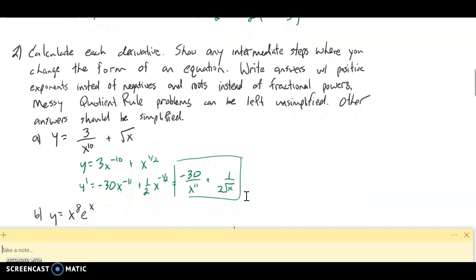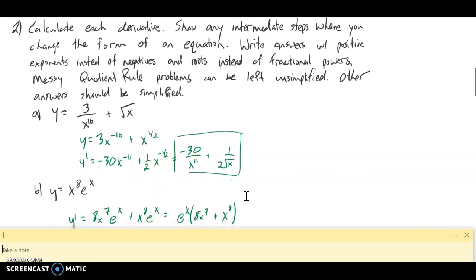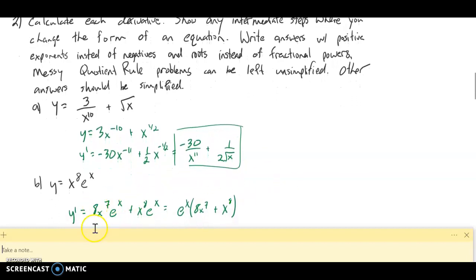Next question. y equals x to the 8th times e to the x. So go ahead, pause, do this one. Should be pretty quick. Here comes the answer. I would honestly take either one of these. They would totally be fine. If you left it like this, I give you full credit. If you factored it, I give you full credit. Later on, we'll find out when it's good to have one versus the other. But for now, you can do either.